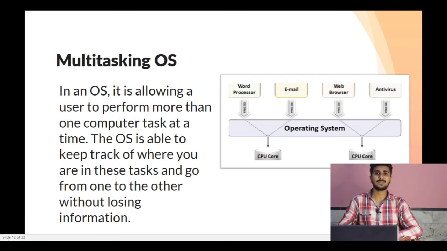If I minimize the media file and play the game again, my data will not be lost. It will be stored and the game will resume where it was paused. Like that, all our data will be stored and no task data will be dropped or lost. So the OS is able to keep track of where you are in these tasks and go from one to another without losing information. We can switch to other tasks without losing the data of the previous task. So multitasking is the most useful, and we usually use a multitasking OS.